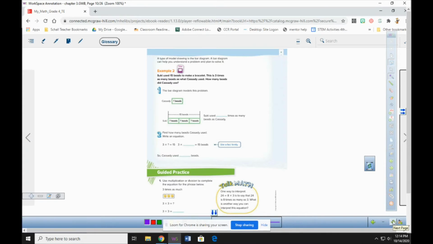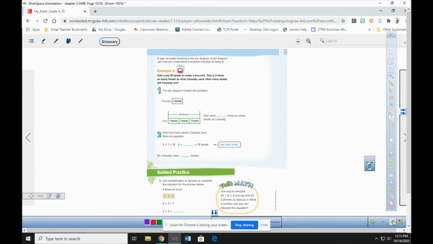A type of model drawing is a bar diagram. A bar diagram can help you understand a problem and to solve it. For those who watched the problem-solving investigation strategy from Chapter 1, this is what we were talking about. Example 2. Suki used 15 beads to make a bracelet. This is 3 times as many beads as what Cassidy used. How many beads did Cassidy use?